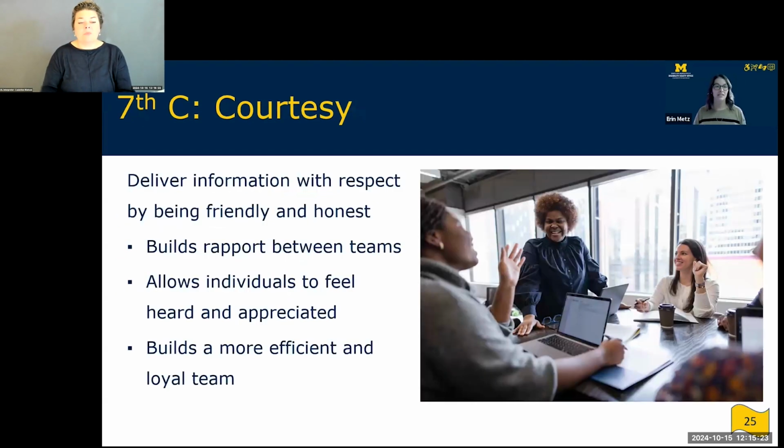And the seventh C is courtesy. We need to deliver our information with respect simply by being friendly and honest. When we do so, this builds rapport between our team and our coworkers. It allows individuals to feel heard and appreciated and builds a more efficient and loyal team. So we simply just need to consider the viewpoints of others, show respect, be polite, and be sensible.